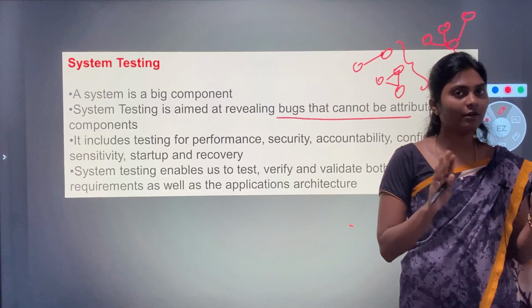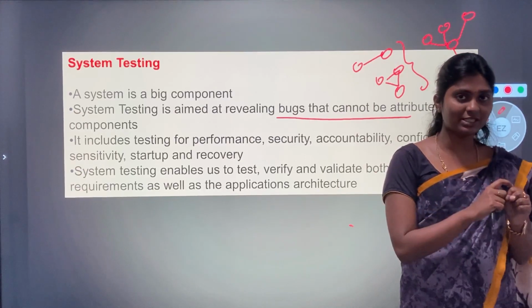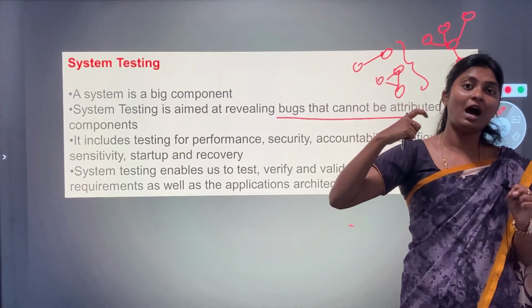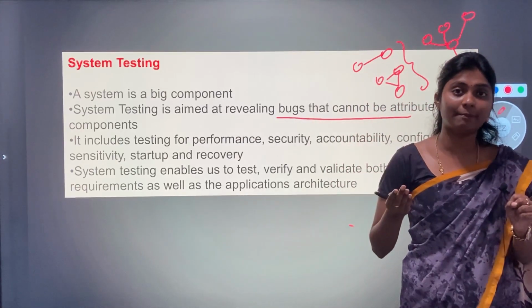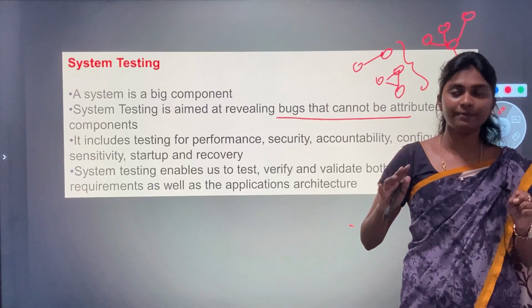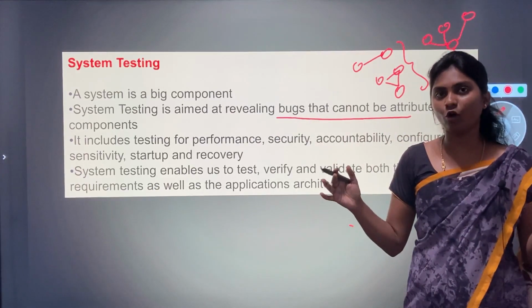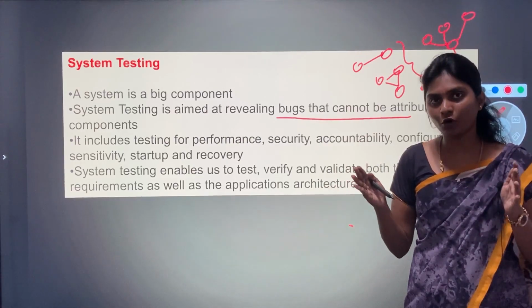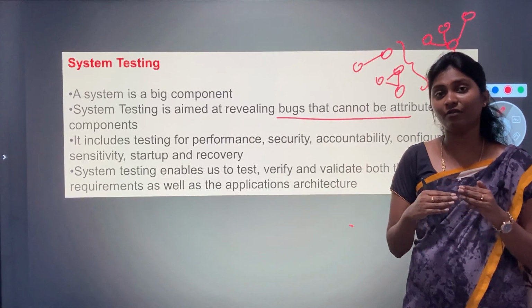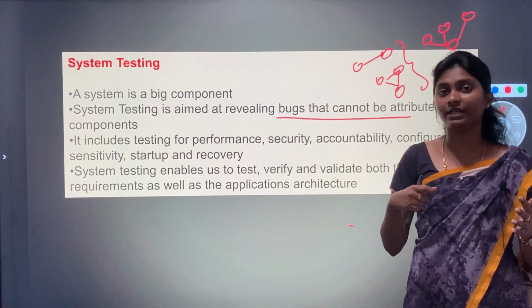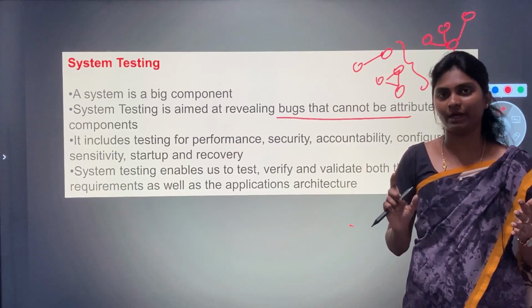Okay, if we do not find bugs at an early stage, they will grow bigger and we cannot rectify them at the ending stage, right? System testing is also a big component, right? So in this big component, if we do not identify bugs at an early stage, it is impossible to find them in system testing.